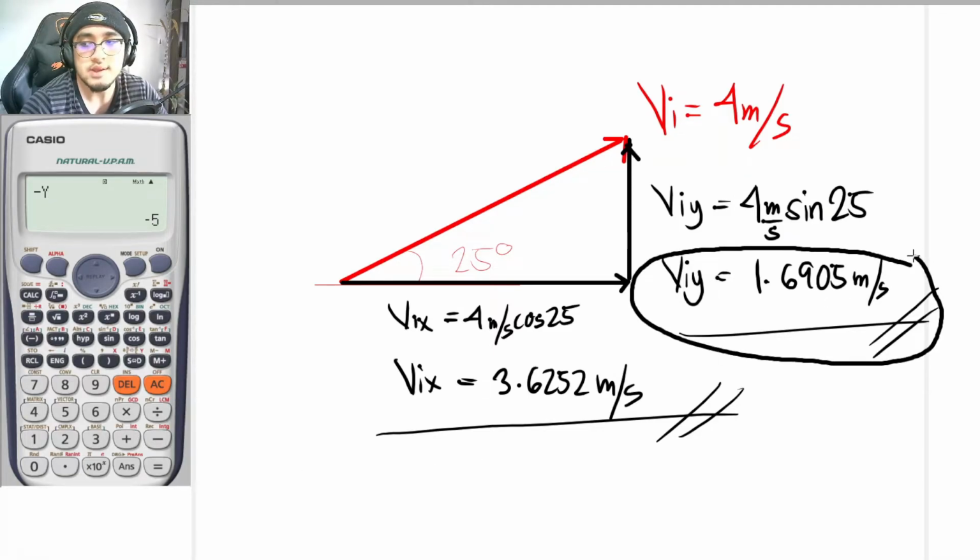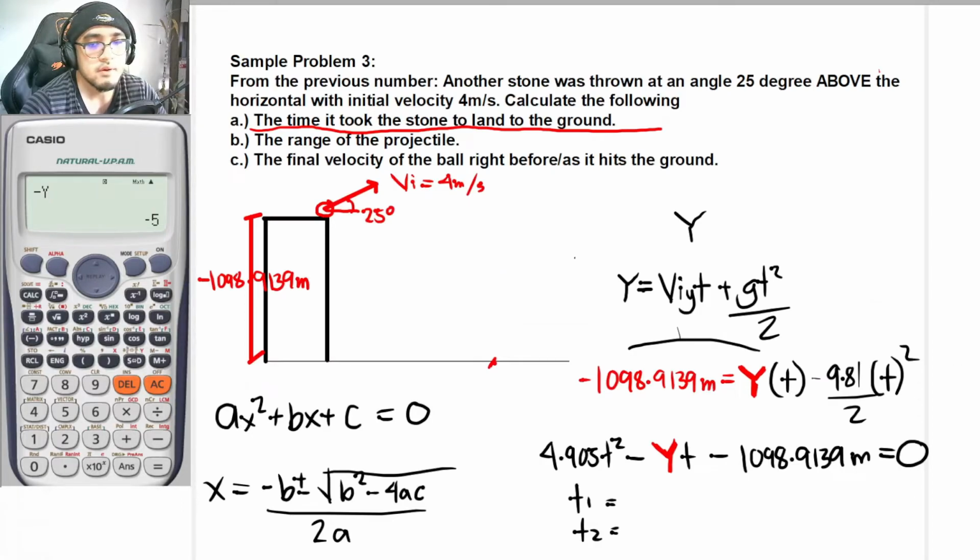Negative 1.6905. But if you want an exact answer up to, let's say, 10 decimal places, just do this. Once again, I will just be typing negative alpha y for my value for b. And for my value of a, that is basically 4.905.